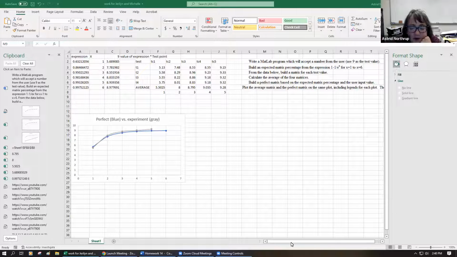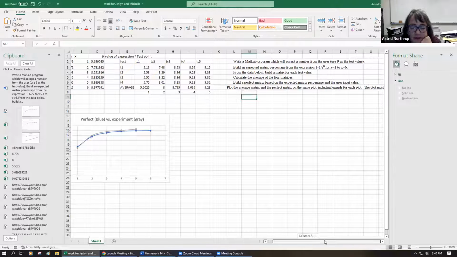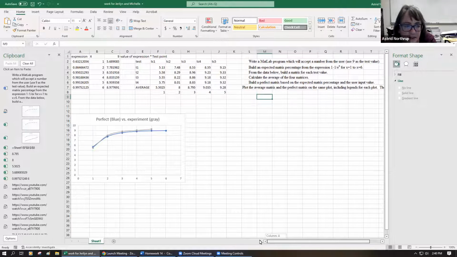Hey, I worked out this problem for you, not in MATLAB, but in Excel. So I wanted to send this to you, and I'll send you this spreadsheet as well. But I did talk to Dr. Floyd, so this is what he had in mind.